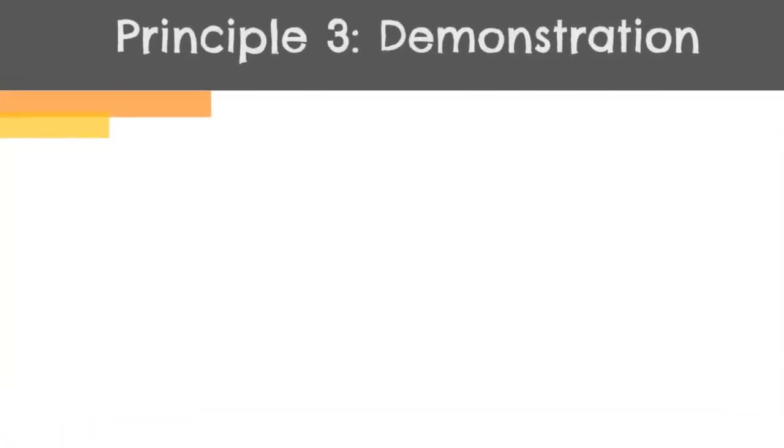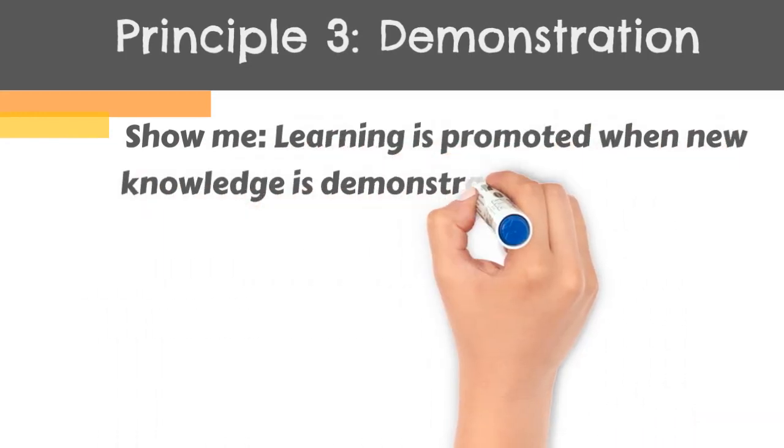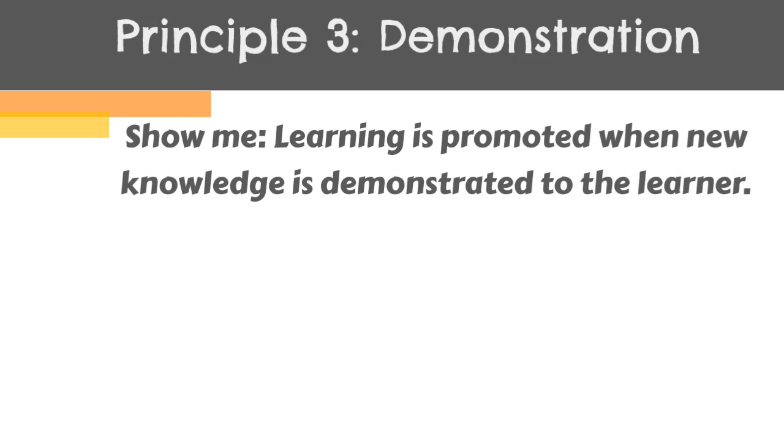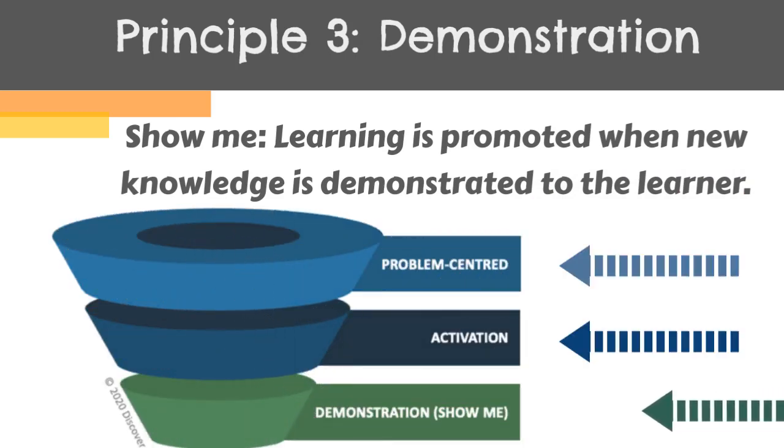The third principle of instruction in Merrill's design is demonstration. Learning is promoted when new knowledge is demonstrated to the learner. Demonstrations allow learners to identify areas of improvement, for instance, skills they may need to develop to improve task proficiency.